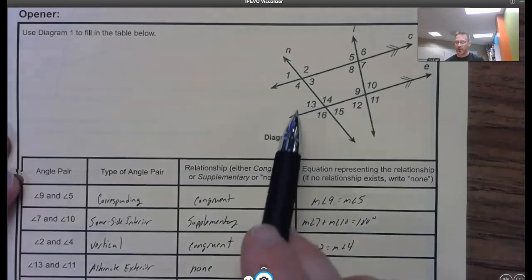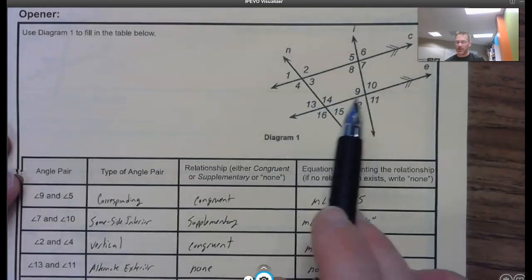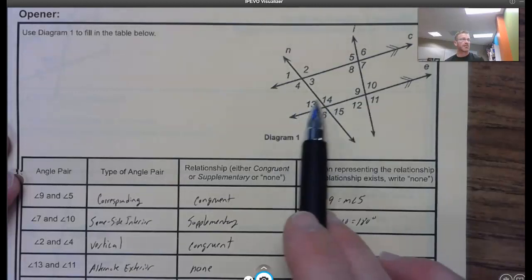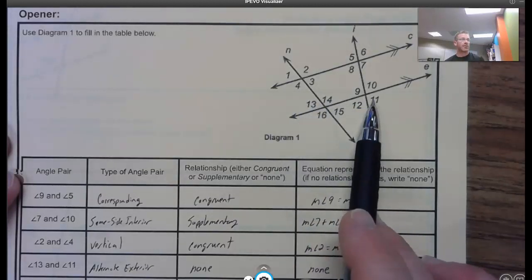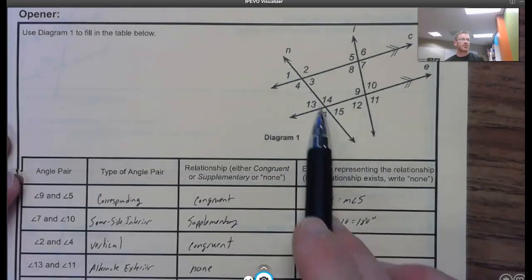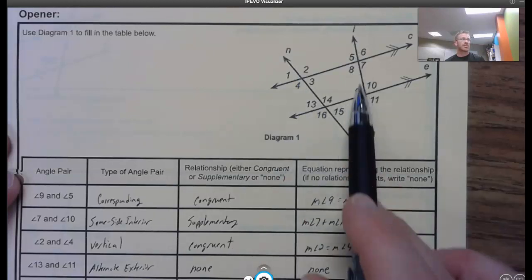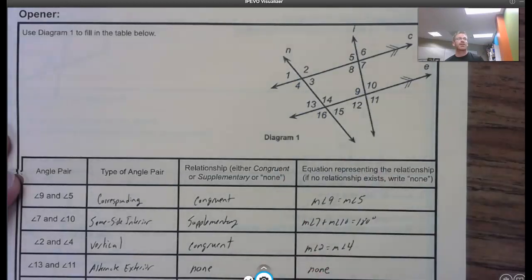All right, let's look at 13 and 11. So here are 13 and 11. They are definitely alternate exterior angles. Now notice though, 13 is touching line N and 11 is touching line I. N and I are not parallel. And because they are not parallel, there's no relationship, which means there's no equation.